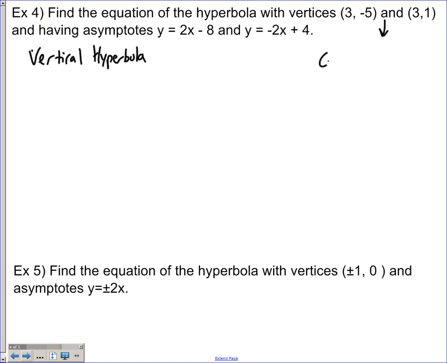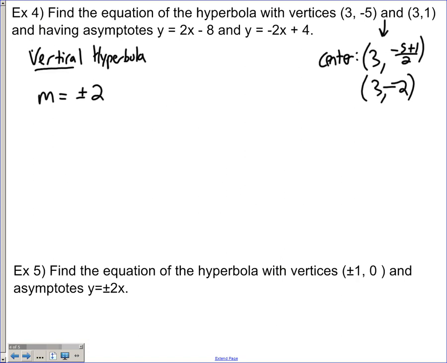I also notice that my center is the midpoint. So 3 is the x value, and the average of those y values would give me the center right in the middle. So -5 plus 1 is -4, divided by 2 will give me a center value of -2. Now I also have my information about what the asymptotes are. So y equals 2x minus 8, and y equals -2x plus 4. So in general, we can see that m is equal to plus or minus 2 in this case.